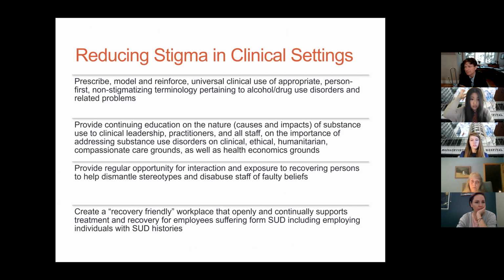So in clinical settings, as I mentioned, clinicians and clinical systems are susceptible to the same kinds of biases as other people in the general public. What can we do to reduce stigma in clinical settings? Well, I think we can advocate for, prescribe, model, and reinforce universal clinical use of appropriate person-first, non-stigmatizing terminology pertaining to alcohol and other drug use disorders and related problems. And I think that's very important, to shift our language, to emphasize how we speak about things, both reflects and affects our approaches to them.